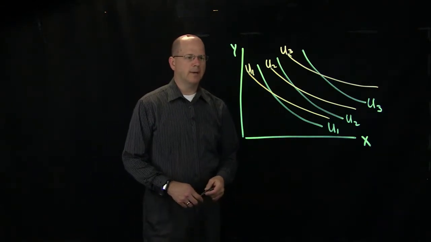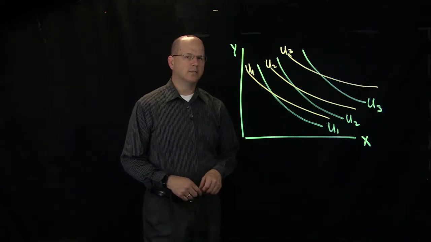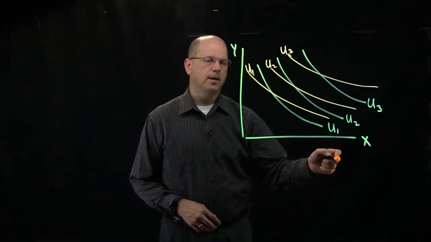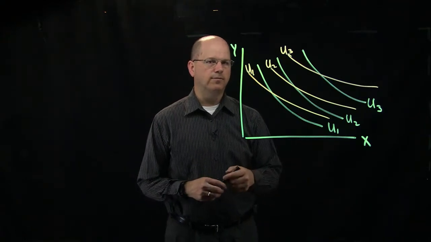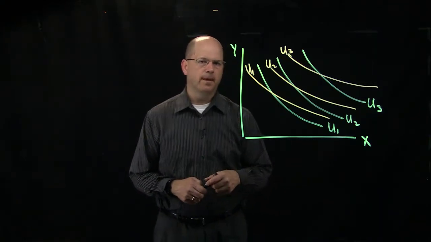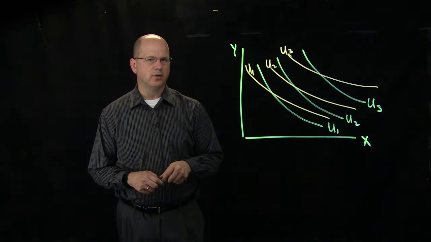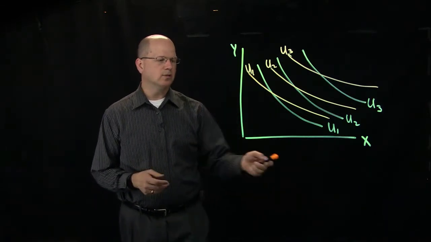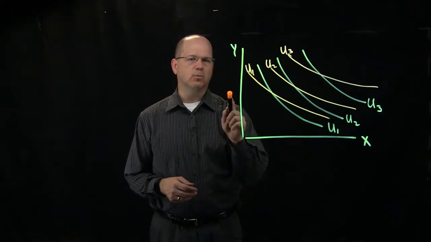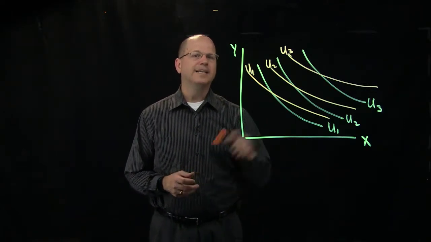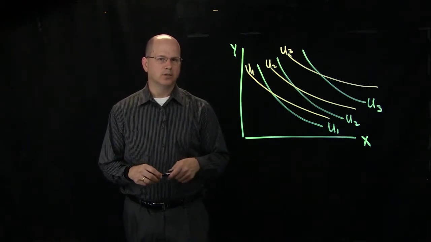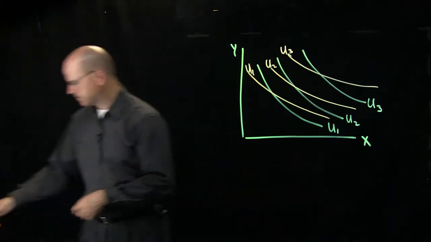So now let's talk about which consumer values good X more, okay? And how do we show valuing good X more? What's the only measure of value in our picture here? Well, the only measure of value of good X is how much Y they're willing to give up to get one more unit of good X. And that is called the marginal rate of substitution.